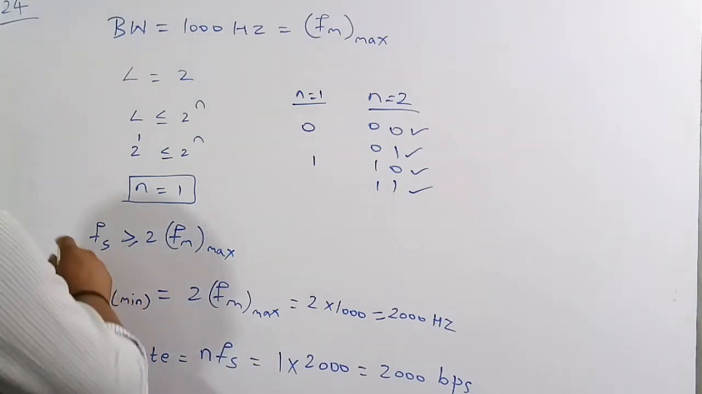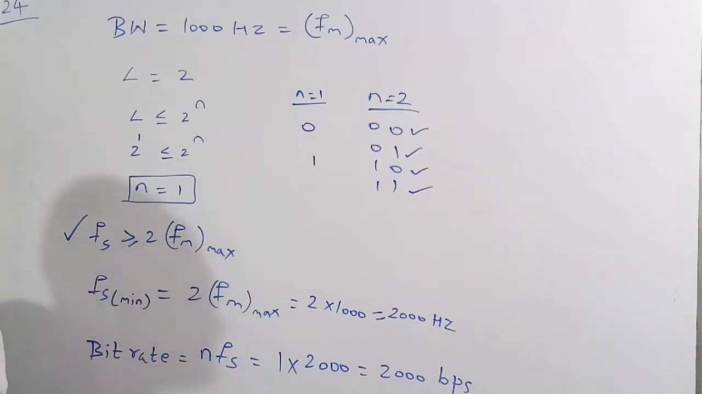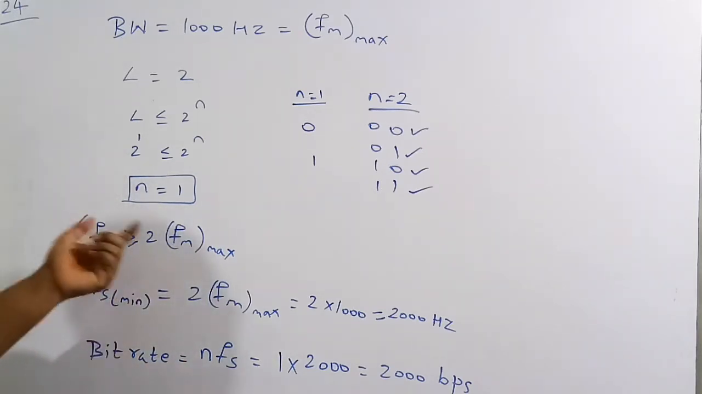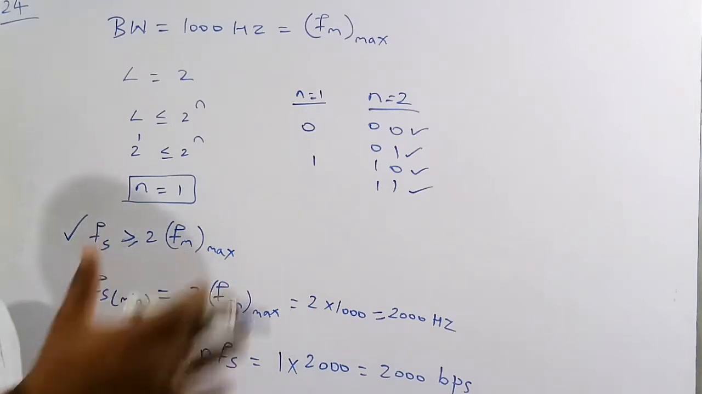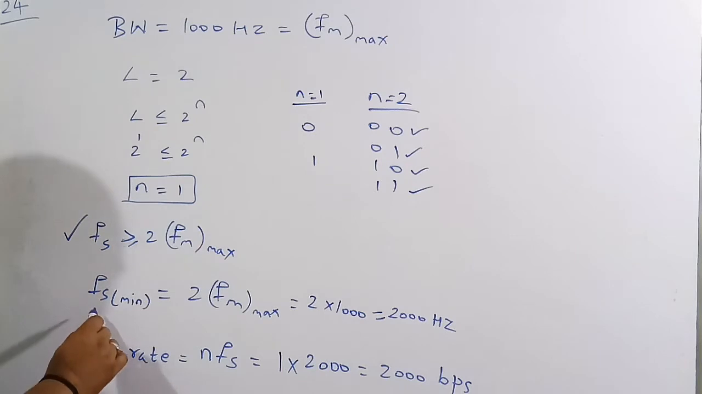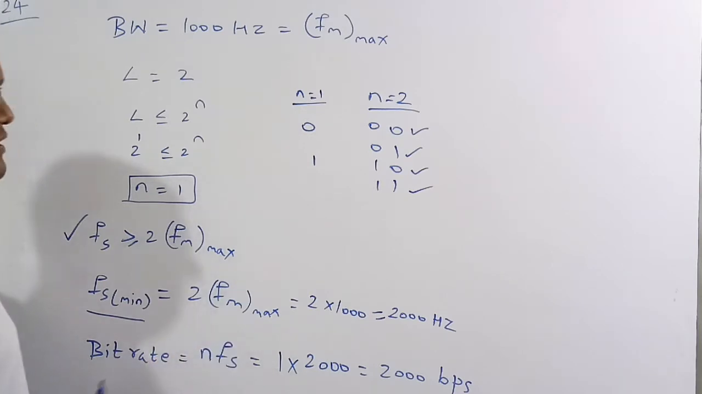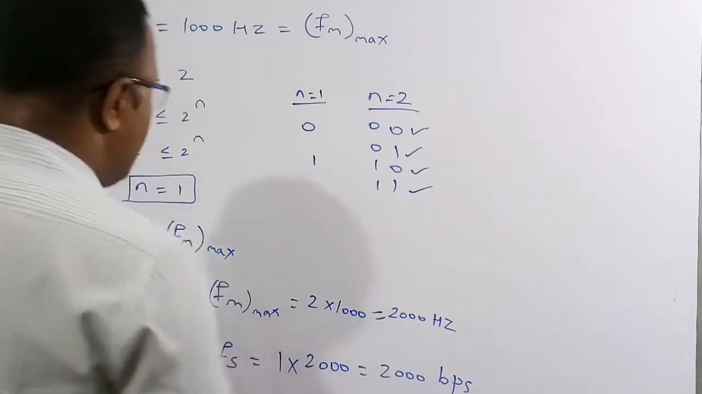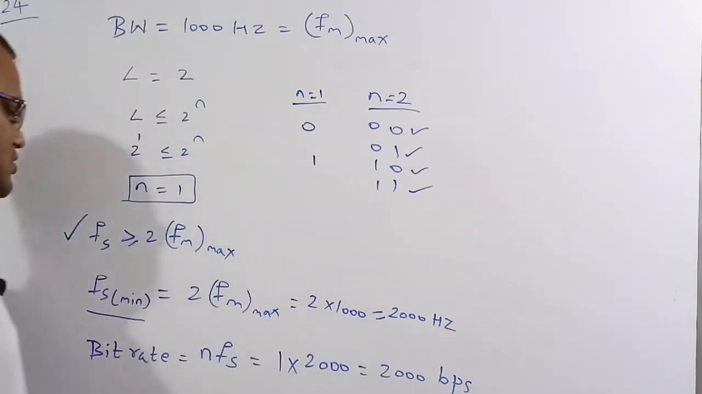Therefore here the sampling frequency is always greater than or equal to twice the message signal maximum frequency. Suppose if it is less than this, there will be an aliasing effect, which means the lower frequencies will become higher frequencies and higher frequencies will become lower frequencies. So therefore the minimum sampling frequency, or Nyquist frequency, is twice the message signal maximum frequency. So 2 into the value of fm max, which we know is 1000. So therefore here 2000 hertz. Now I want to know the value of the bit rate.